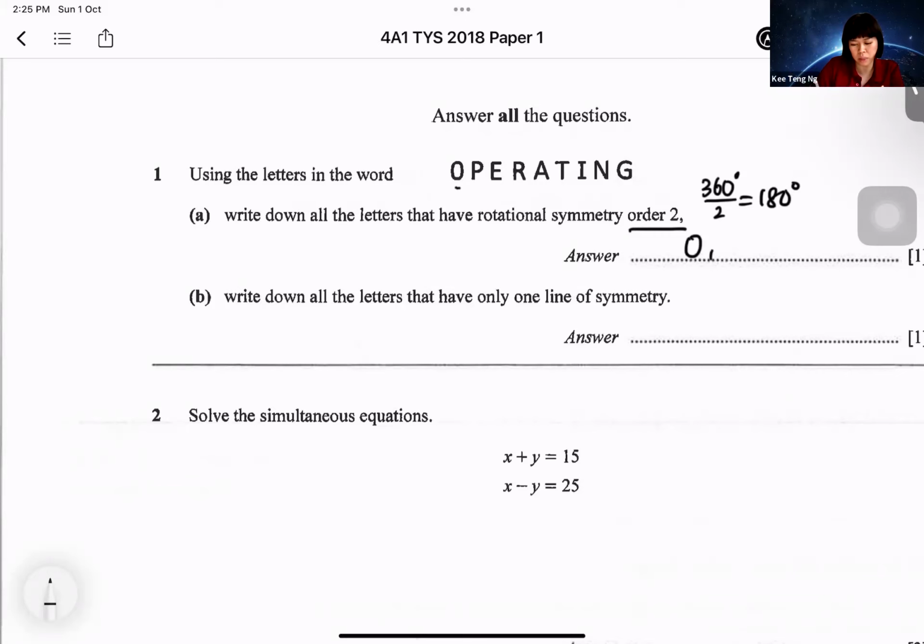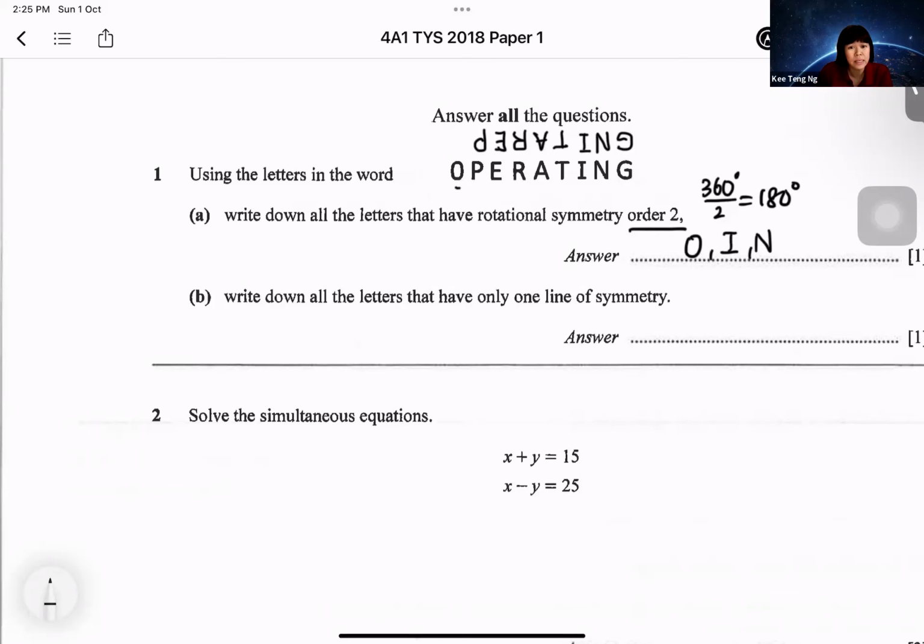P, if you turn it upside down, will not look the same. E will be the other way around. R will also be the other way around. A will be the other way around. T also. I, however, if I turn it, will still look like I. So it has rotation symmetry. N will still look like N as well. G will not look like G this way. So the letters with rotation symmetry of order 2 are O, I, and N.